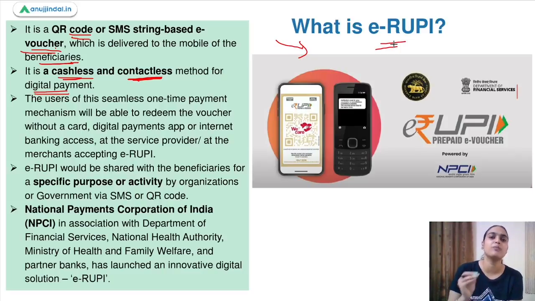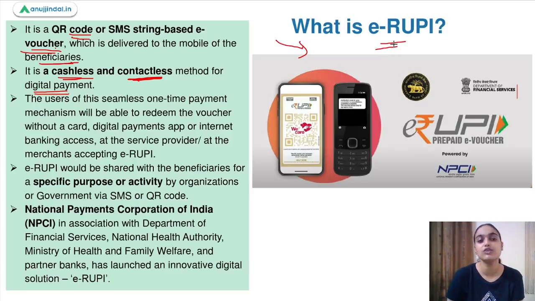Similarly, this e-RUPI might be a voucher which the government or any other individual or corporate might provide you, which shows certain service which you can avail free of cost. So the government or that very body is going to pay for you, and it will provide you with a voucher using which you can go to any service provider and get that service done. So we will be discussing this through an example with which these things might be clearer for you.